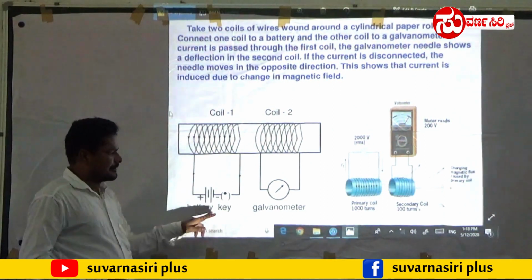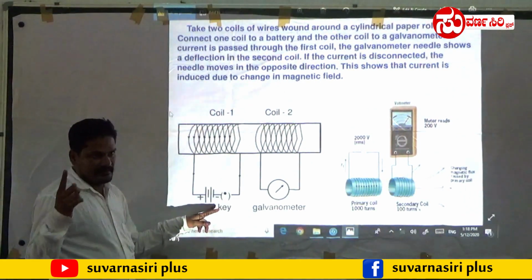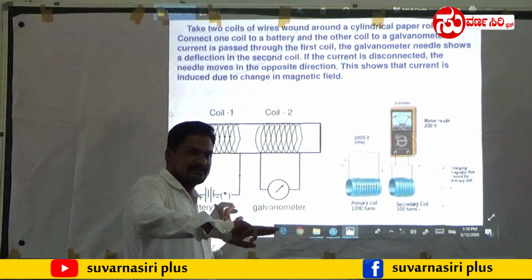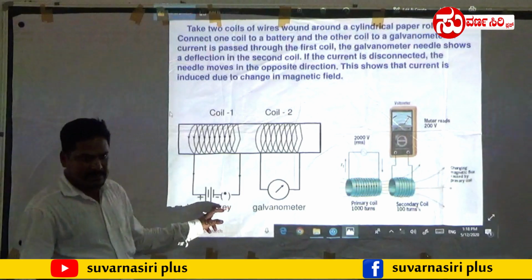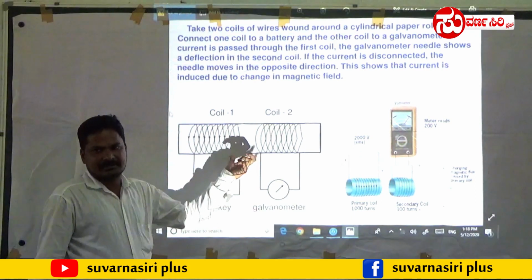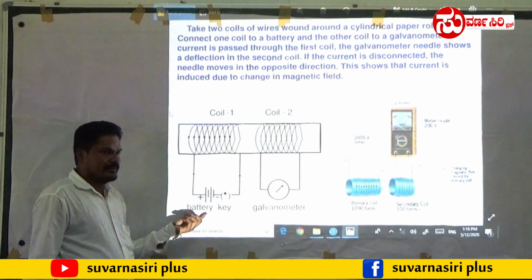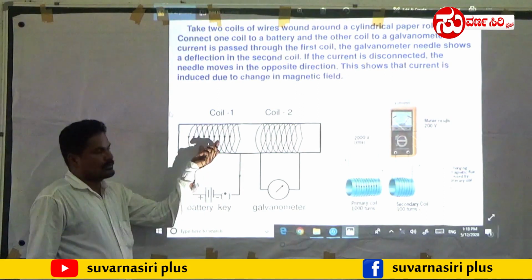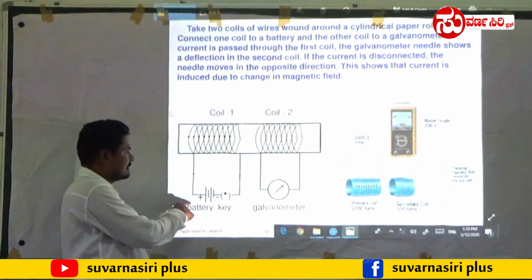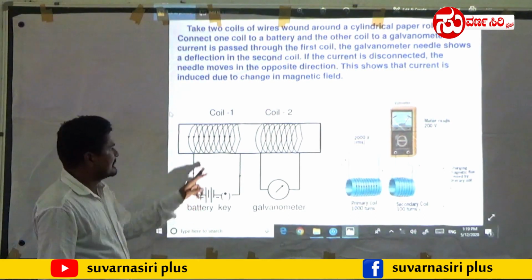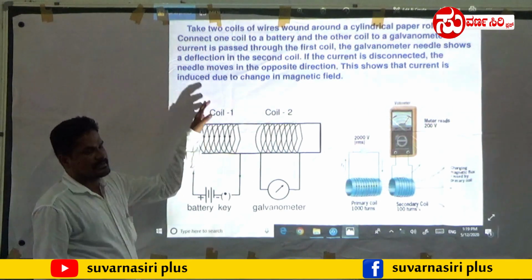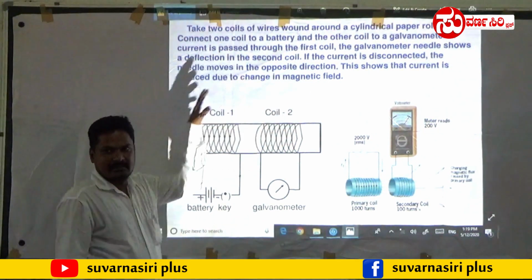When we apply a battery, we can already conclude two things. A current carrying conductor produces a magnetic field. A magnetic field produces electric current. So this is one type of induction, mutual induction. In mutual induction, what is happening? When we apply the battery to the first coil, there is no connection with the second coil. What will happen actually? When the battery is connected, this acts as a magnet. This is a solenoid, and it can produce magnetic field lines around it.